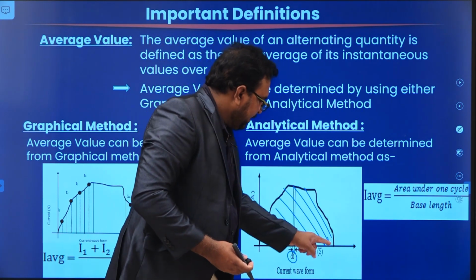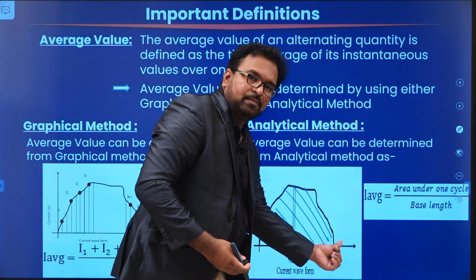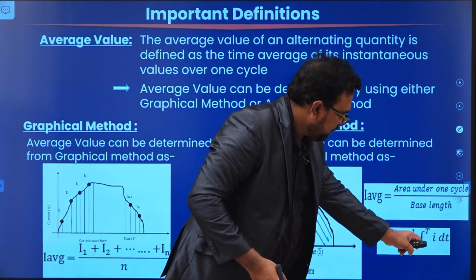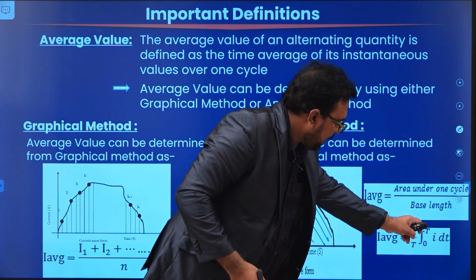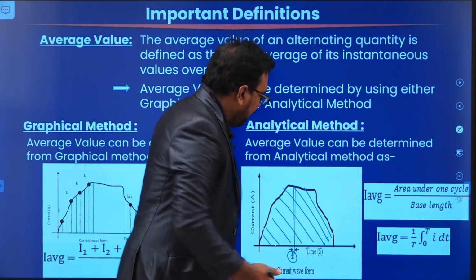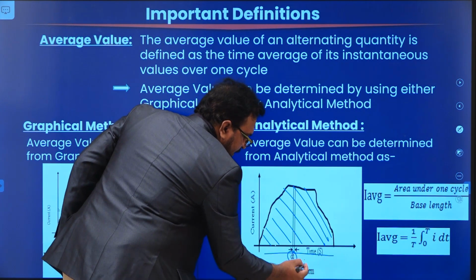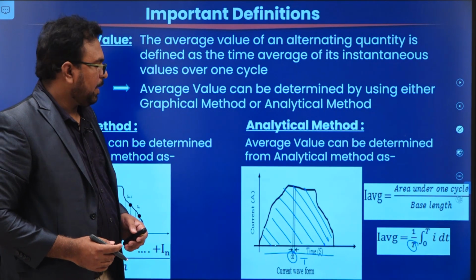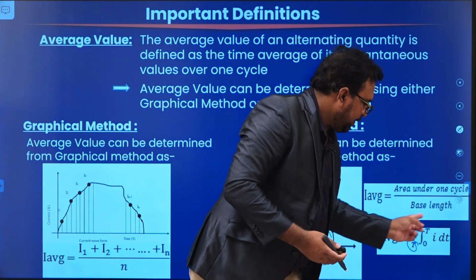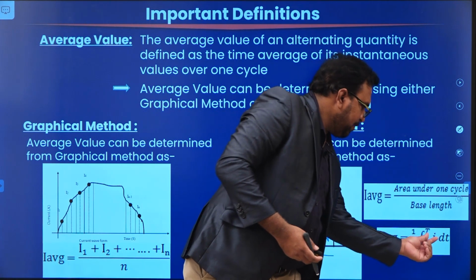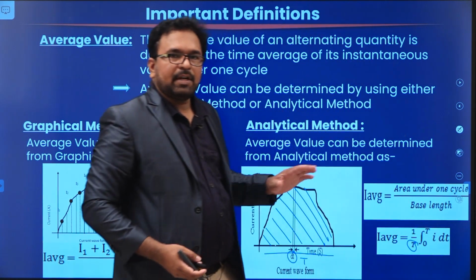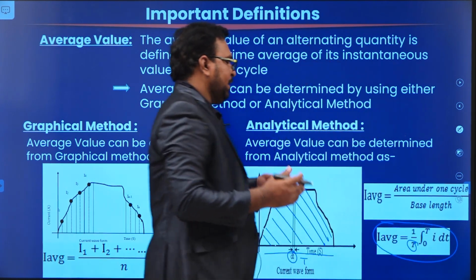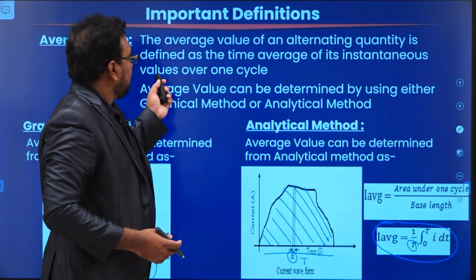Then you are going to integrate this dt from 0 to T. So I average is going to be obtained by integrating the variable I from 0 to capital T with respect to time, divided by the total base length here, that is T. That is the analytical method. So I into dt, divided by capital T. This I into dt will be integrated from 0 to T, the total time period T. This is the analytical method which we are going to use in this course to calculate the average value.